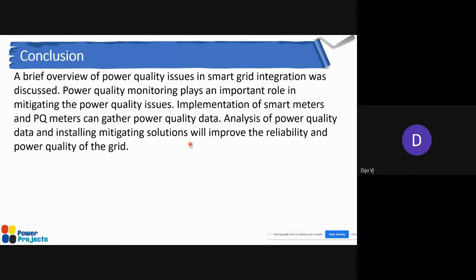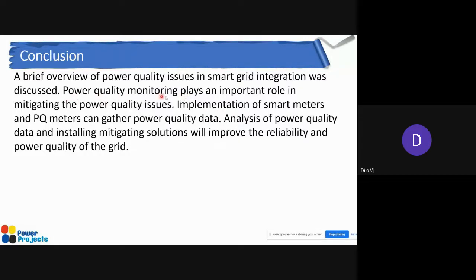Basically, I was trying to give an overview of power quality issues in smart grid integration, and power quality monitoring. Definitely in terms of harmonics, when we talk about power quality, monitoring plays an important role. We do not know, just by seeing the intensity of light or something, what quality of power we are getting. So there should be a proper power quality monitoring system. Even though it is recommended in India, it is not effectively enforced.